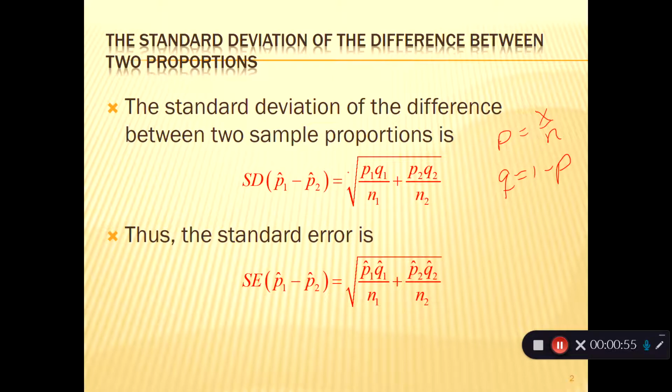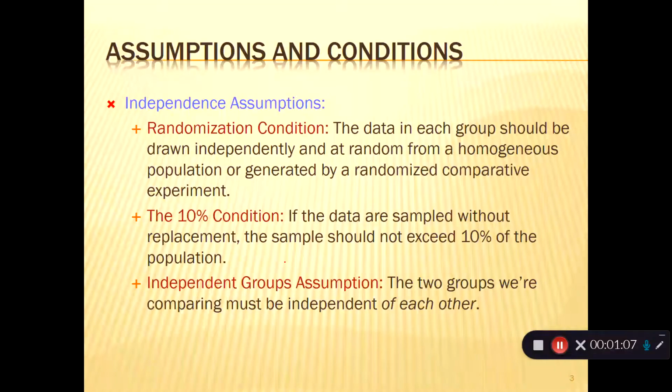Now, of course, if we don't have the population proportions, then we can substitute in our sample proportions, and it's called the standard error, just like we were doing before for the means.